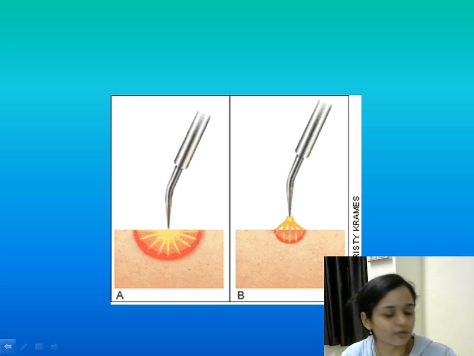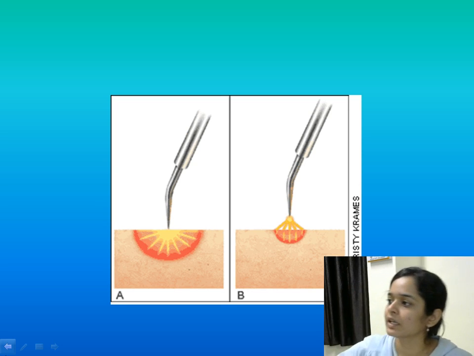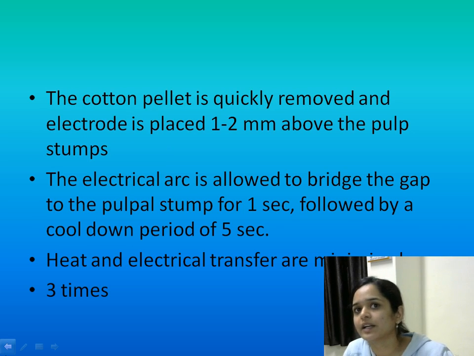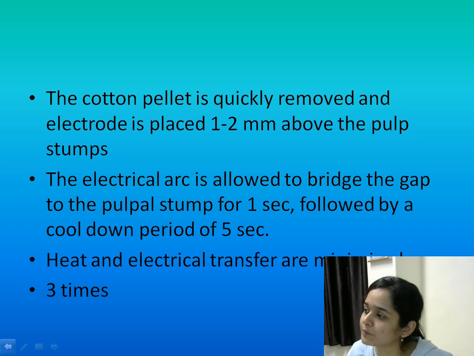Directly we touch for hemostasis and coagulation. If hemostasis is already achieved, then we can keep the electrode slightly above the tissue and deliver the electrical arc. The electrical arc is allowed to bridge the gap between the pulp stump for 1 second, followed by a cool down period of 5 seconds. That author had kept the cool down period for 10 seconds. He was touching the tissue directly, so the cool down period was more, 10 seconds. Here it is 5 seconds.